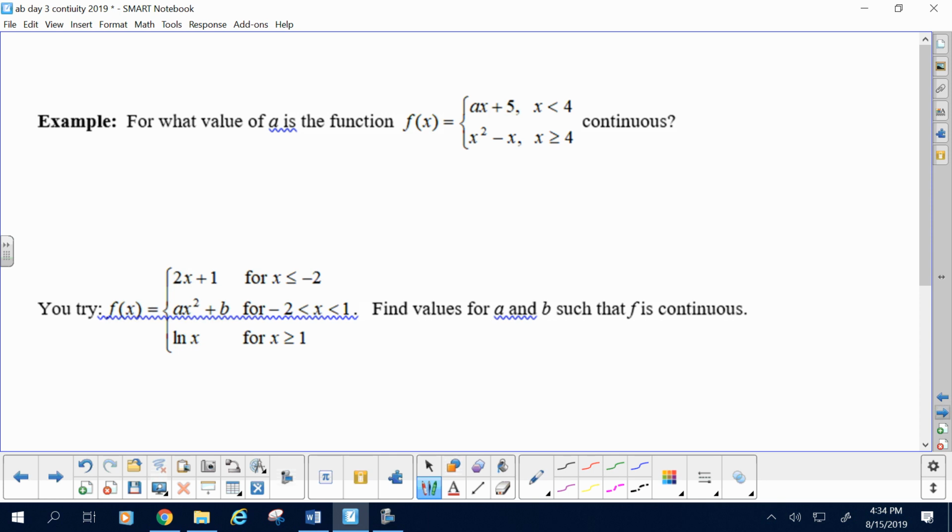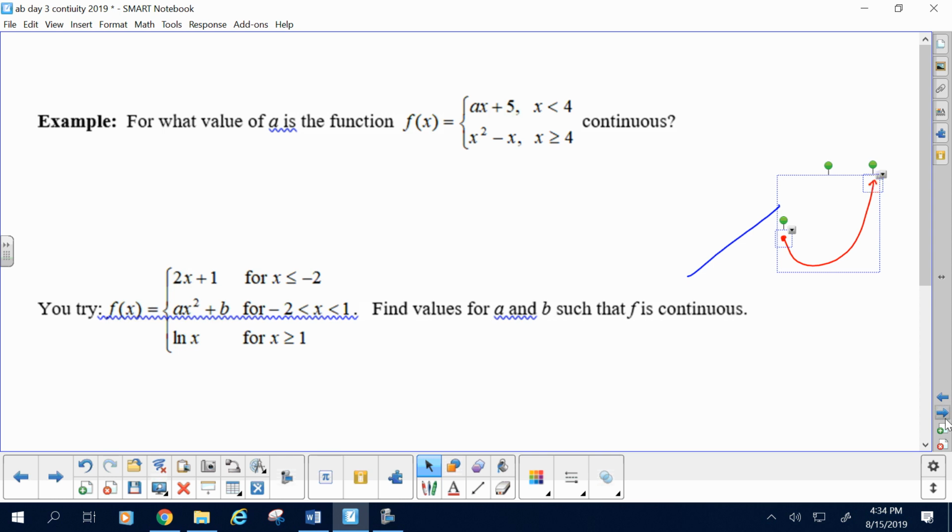Imagine if you had a line and a parabola. Now, in order to get continuity, you would have to have good solid conditions to make them meet. So the problem is really, how do you make them meet at the point in between? So the idea is you meet the definition of continuity.